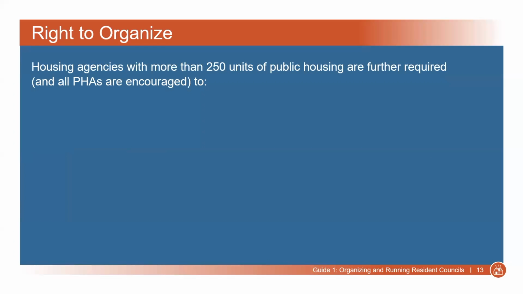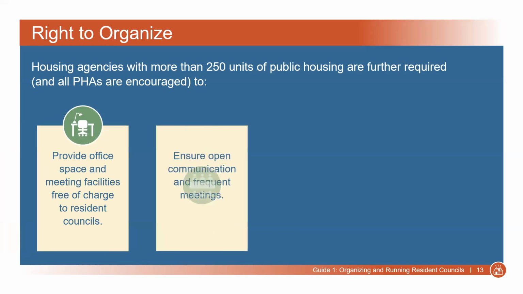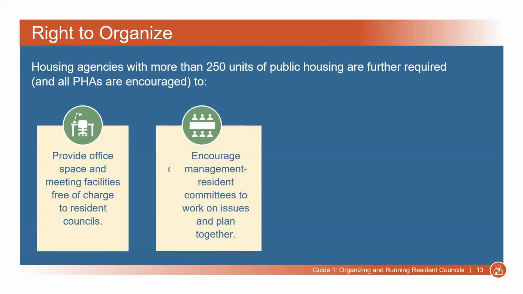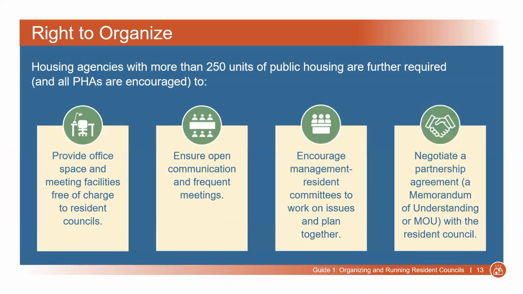Housing agencies with more than 250 units of public housing are further required, and PHAs of all sizes are encouraged, to provide office space and meeting facilities free of charge to resident councils, ensure open communication and frequent meetings with resident councils, encourage management resident committees to work on issues and plan together, and to negotiate a partnership agreement, also called a Memorandum of Understanding or MOU, with the resident council.